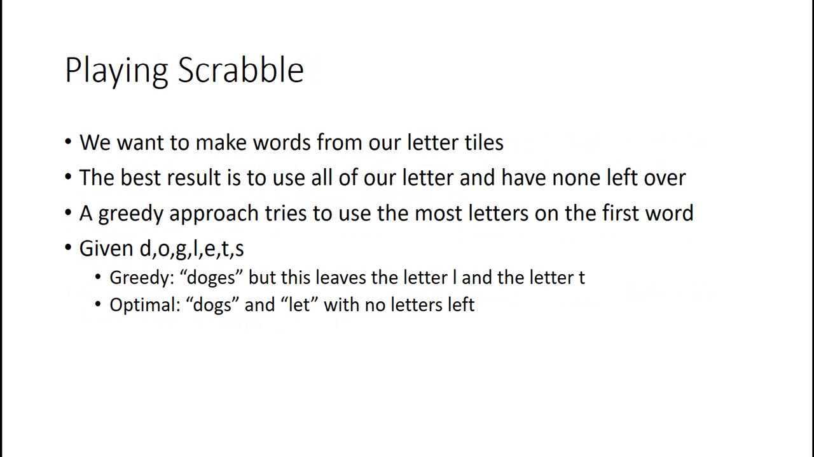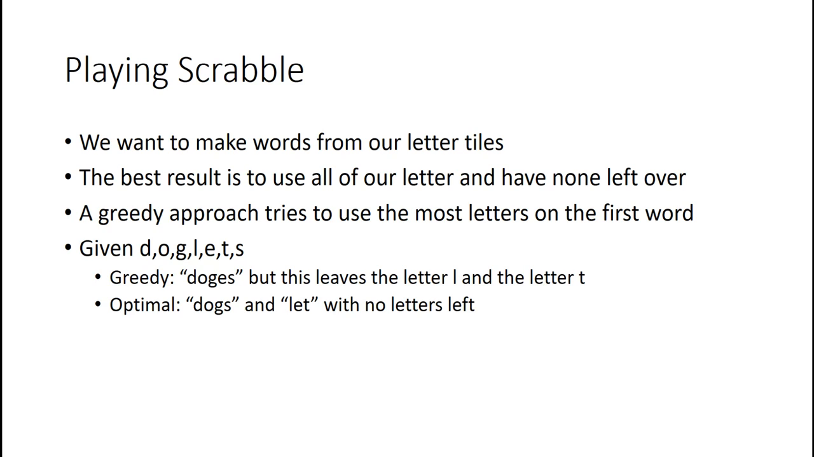We want to make words from our letter tiles, and the best result is to use all of our letters and have none left over. A greedy approach tries to use the most letters on the first word. So let's take an example. Given the letters D, O, G, L, E, T, and S, what can we make? Well, with the greedy approach, our best shot for the first word is doges. A doge, by the way, was the ruler in ancient Venice. He was called the Doge.